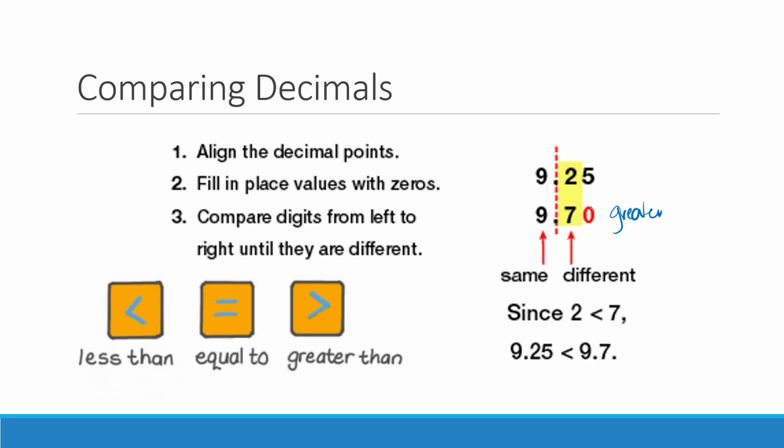Notice I didn't even look behind it. All that matters is what's in the tenths place. If this has a 7 and this has a 2, automatically this is my greater number.